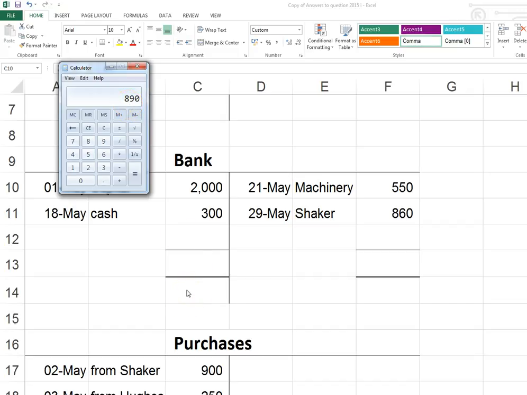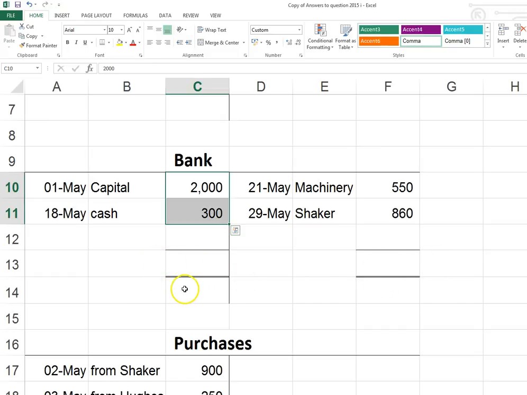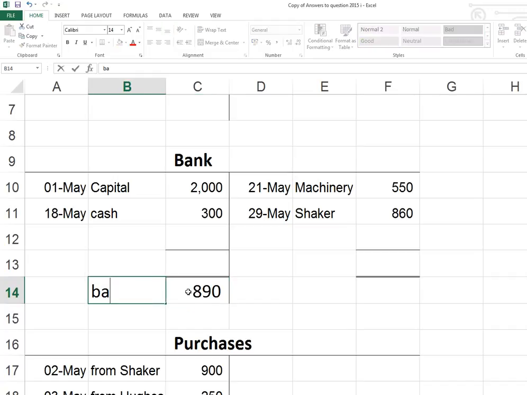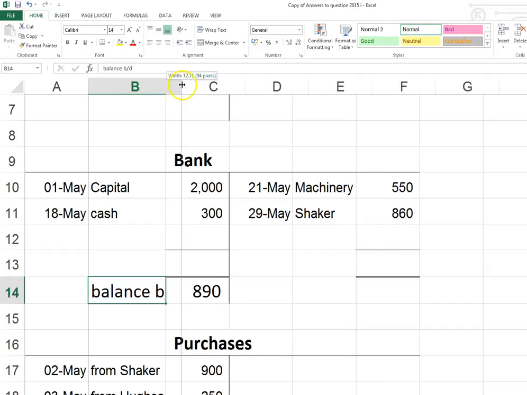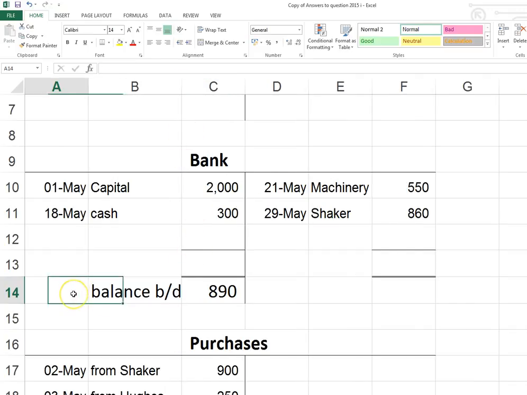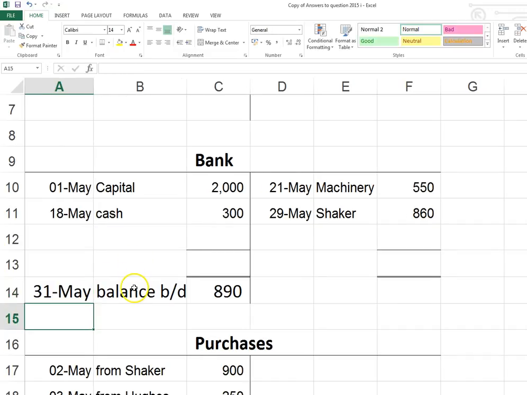That's what we call the balance brought down. And the balance brought down goes underneath these total boxes. So here I'm going to write 890, balance brought down. Maybe give myself a bit of space. And at the end of the month, 31st of May, the balance brought down there is 890.